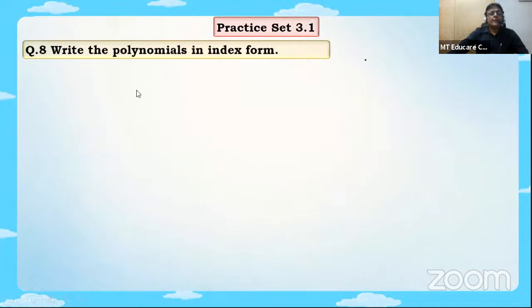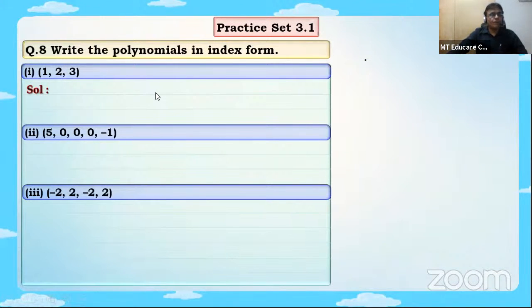Write the polynomial in the index form. Again, अपना deal हुआ है. तो first slide I will do, second slide you will do. 1, 2, 3. How many terms are there, students? बताओ कितने terms है? 1, 2, 3. मतलब there are 3 terms.